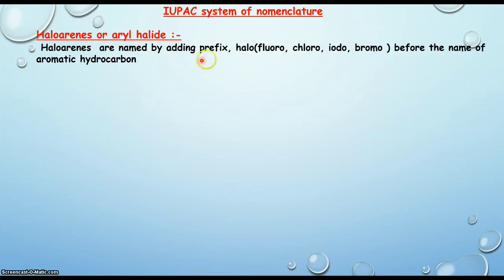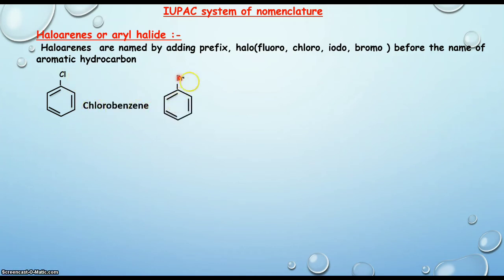The last part of IUPAC system of nomenclature is for haloarenes or aryl halides. Haloarenes are named by adding prefixes halo, that means it may be a fluoro, chloro, iodo or bromo, before the name of aromatic hydrocarbon. Let us take an example of it. Here chlorine atom is bonded to the benzene ring. So according to the rules of IUPAC system, the name of this structure is chlorobenzene.